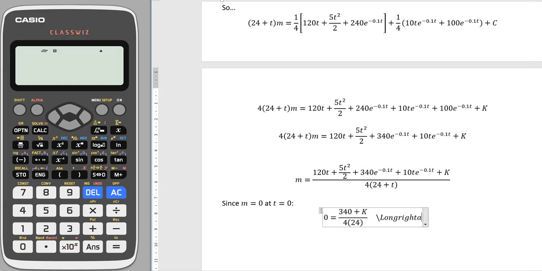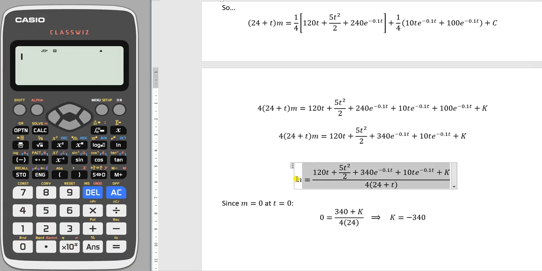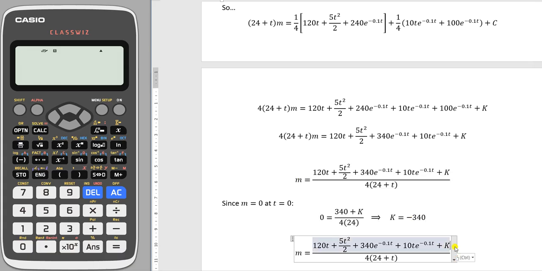And because all we care about is making that 0, we know that k has to be minus 340. And then we've got our value. We can finally write this, and instead of putting plus k, we put minus 340, and we've got it.